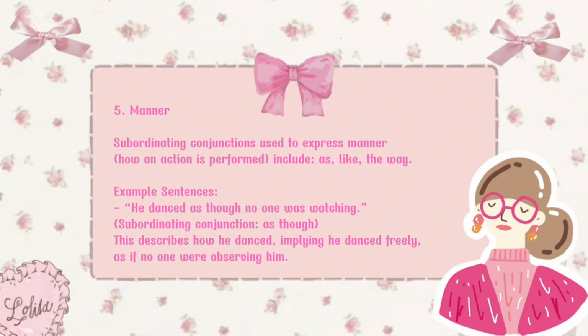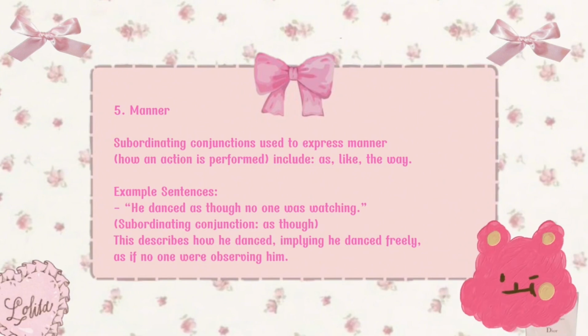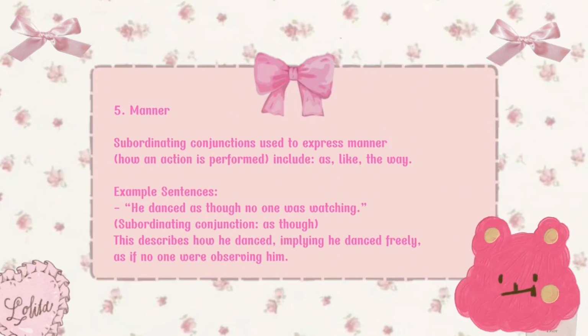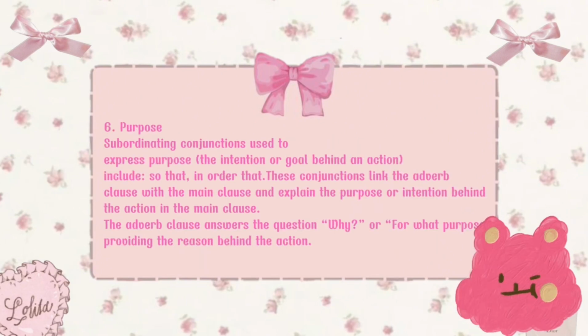For example, he danced as though no one was watching. The subordinating conjunction used is as though. This describes how he danced, implying he danced freely, as if no one were observing him.